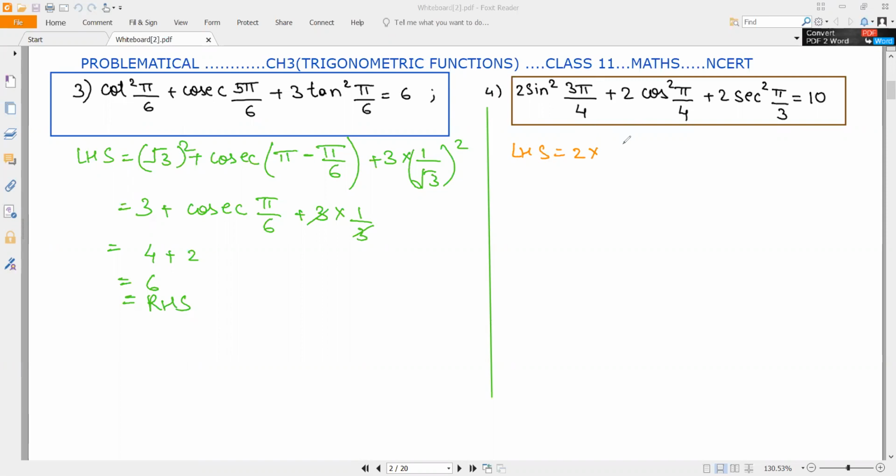So 3 pi by 4 can be written as either pi by 2 plus or pi minus. So let's write it in terms of sine, pi. So 3 pi by 4 can be written as, 3 can be written as 4 minus 1.